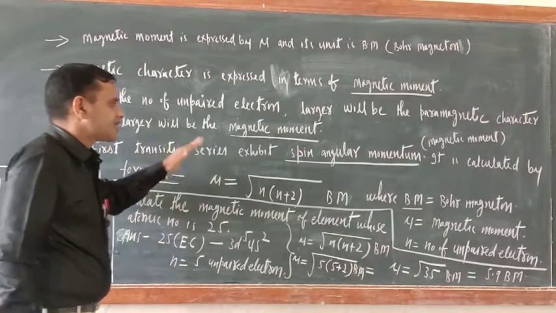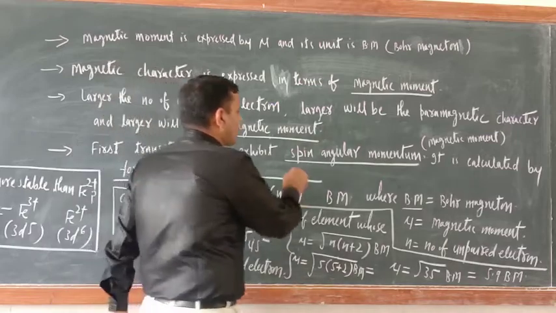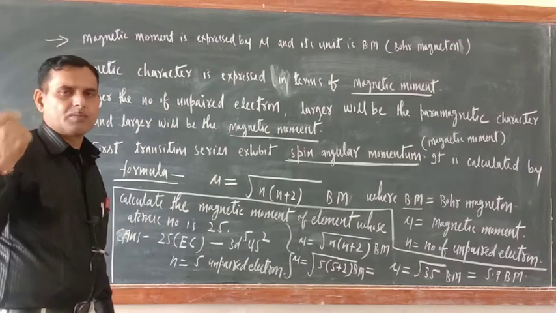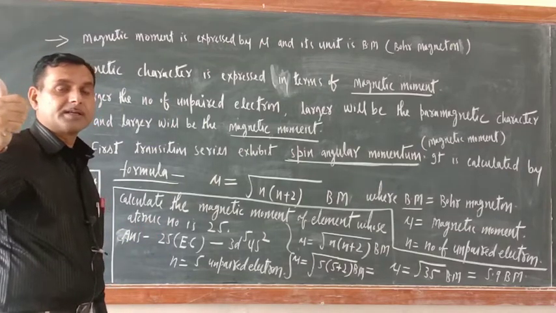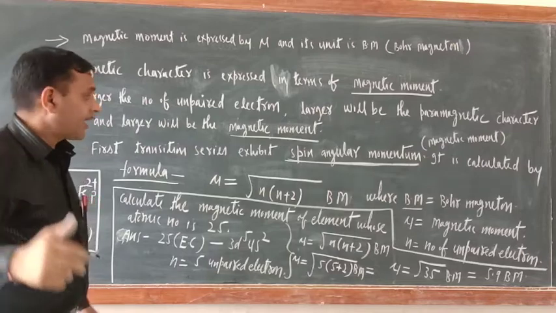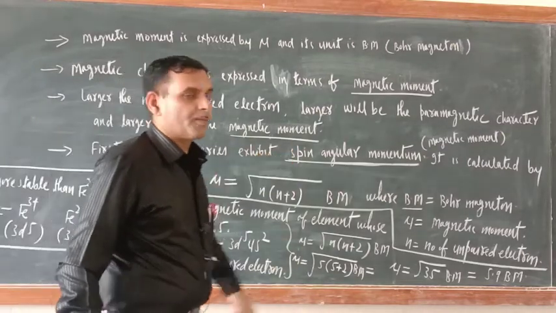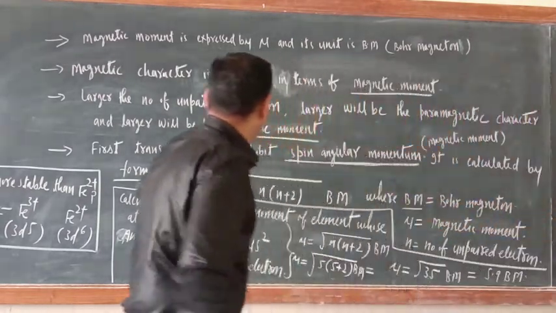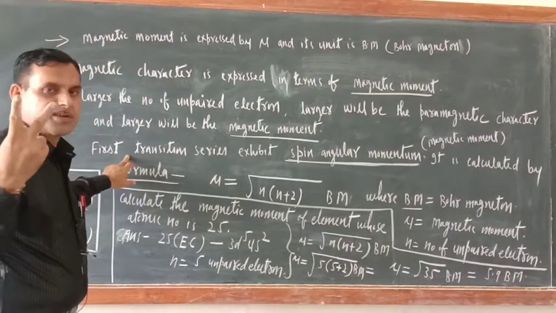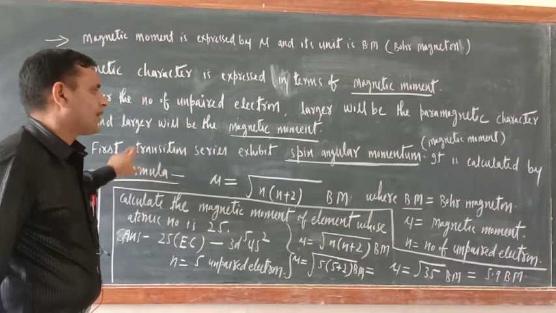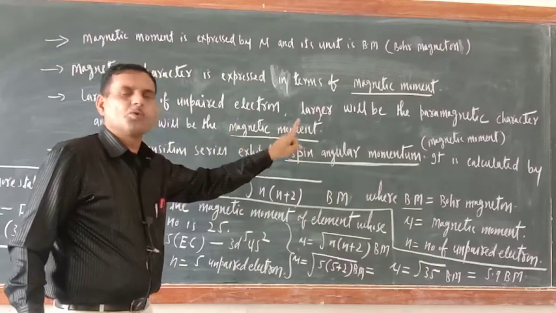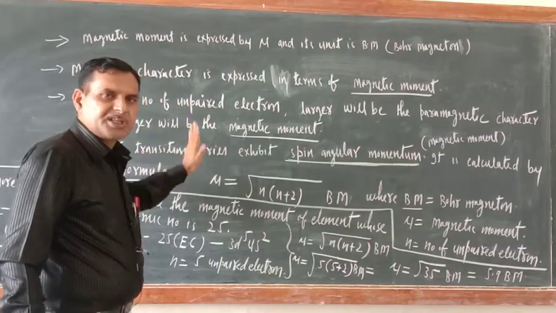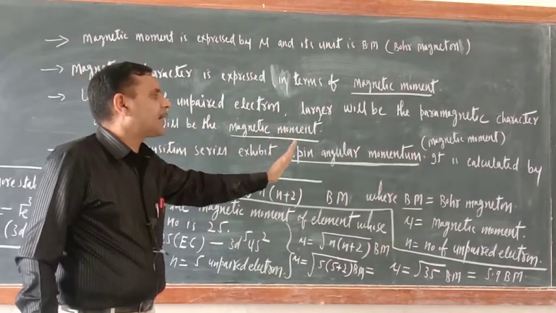The first transition series exhibits spin angular momentum. What is this one? Now try to understand. There are two types of magnetic moment. One is orbital angular momentum, and another one is spin angular momentum. Transition elements basically exhibit two types of magnetic moment: orbital angular momentum and spin angular momentum. The first transition series exhibits only spin angular momentum.